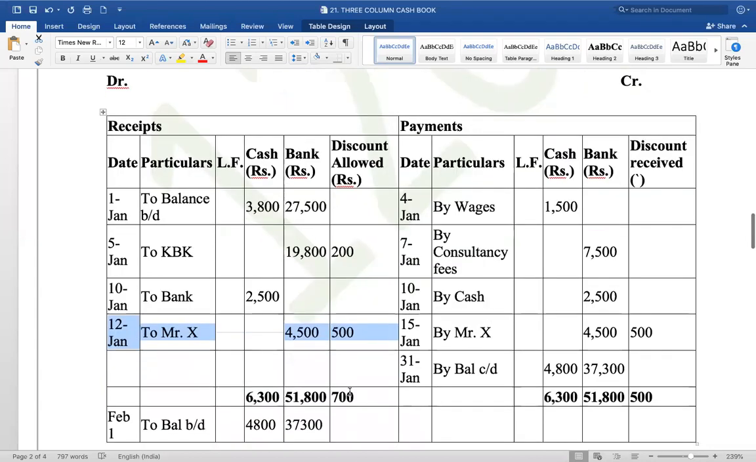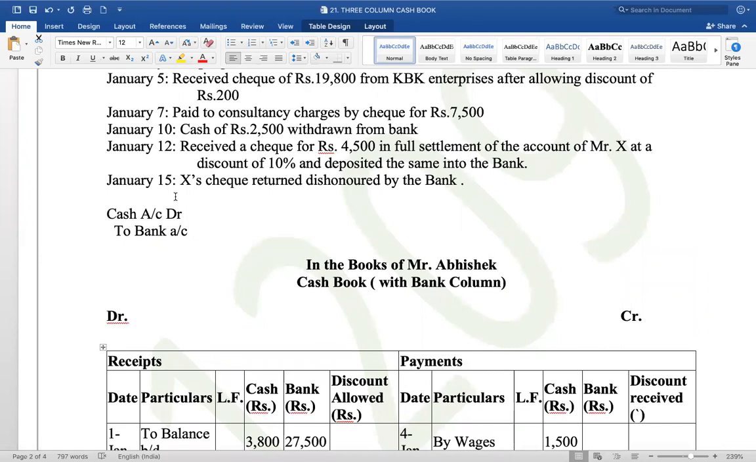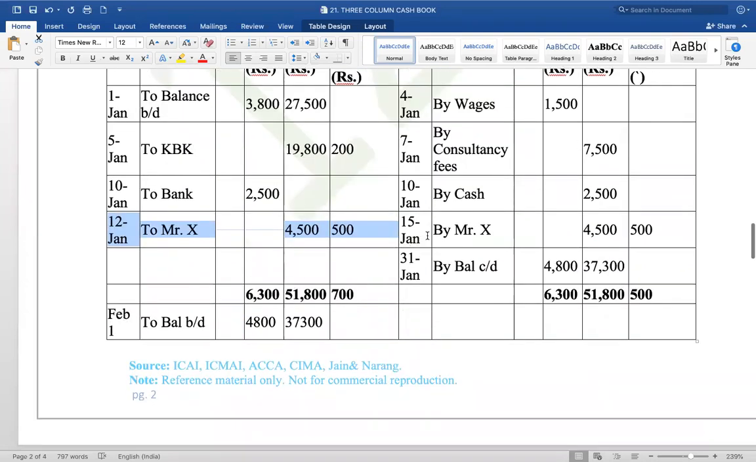Okay. When it is dishonored, look at this one. Date: 15th it is dishonored. Not on the same day. We presented on 12th. Okay, it takes 2 to 3 days. On 15th it is dishonored.